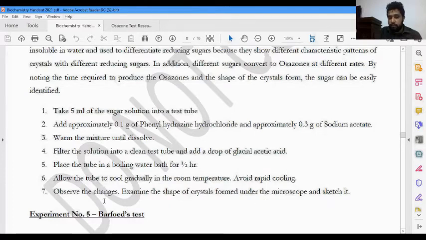We have to hold that spontaneously. If you do rapid cooling, the crystal formation will be disturbed, and you cannot observe the crystals. Observe the changes, examine the shape of the crystal form under the microscope, and sketch it.